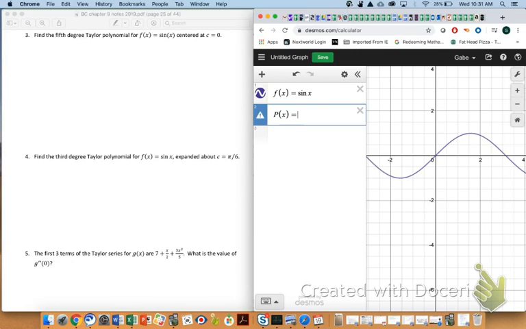What did you guys get for the very, very first term? 0, right? Because sine of 0 is 0. What did you guys get for the first non-zero term? X. Okay, so double check everybody, look at your paper. Other than potentially the zero you had at the start, was your first non-zero term 1x?